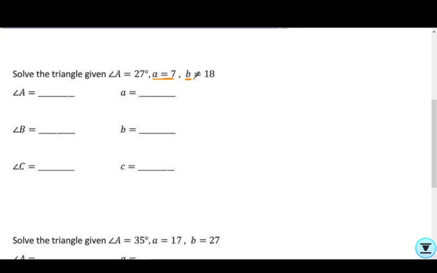Okay, so the first thing I'm going to do is I'm going to check the height. So remember, your height equation is B times the sine of A. So this is 18 times the sine of 27. And you're going to plug that into your handy dandy calculator. And you get the height, which is 8.1718. So my height is bigger than side A, which means there are no solutions.